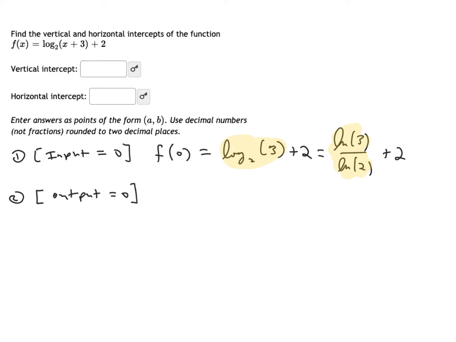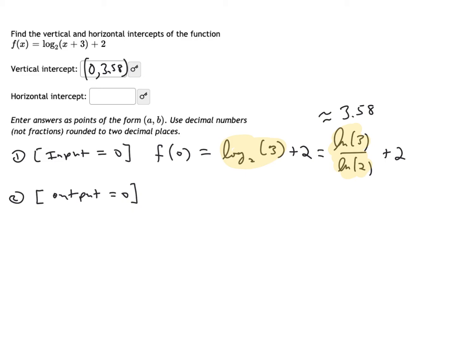And so when I put that in my calculator and round to 2 decimal places, I'll have 3.5... Oops. So that ends up being about 3.58. So my vertical intercept is (0, 3.58), rounded to 2 decimal places.